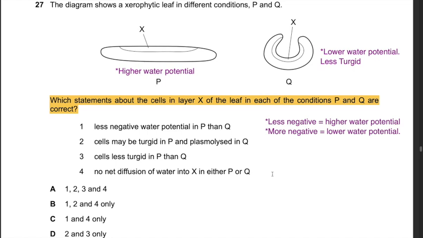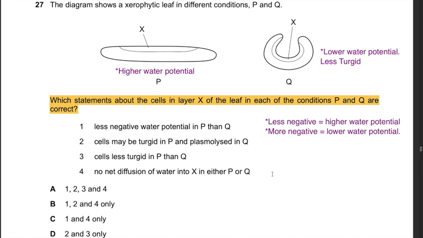So obviously statement 1 is correct. Less negative water potential in P than Q, because P shows a leaf with a higher water potential than Q. So 1 is correct. 2. Cells may be turgid in P and plasmolysed in Q. This is another possibility, because higher water potential means more turgid the leaf is. So cells in P can be turgid, whereas cells in Q can be plasmolysed. Plasmolysis occurs in regions where there is very low water potential. Indeed, Q shows a leaf placed in a condition with very low water potential. Therefore, some cells may be plasmolysed. So statement 2 is also correct.